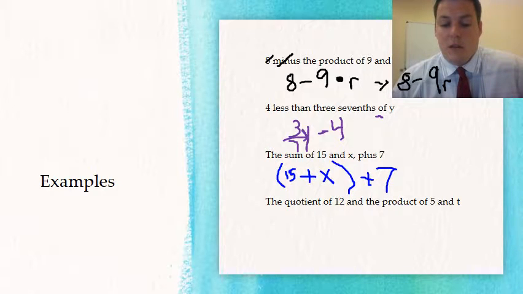Now the last one, we have the quotient of 12, so I'm going to use the division bar. The quotient of 12, and I'm going to go to the other side of the operation, which in this case is the denominator, the product of 5 and t. So product, multiplication of 5 and t.